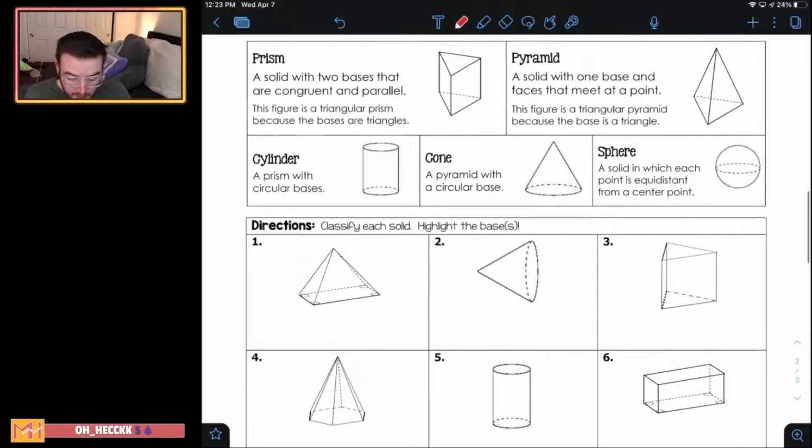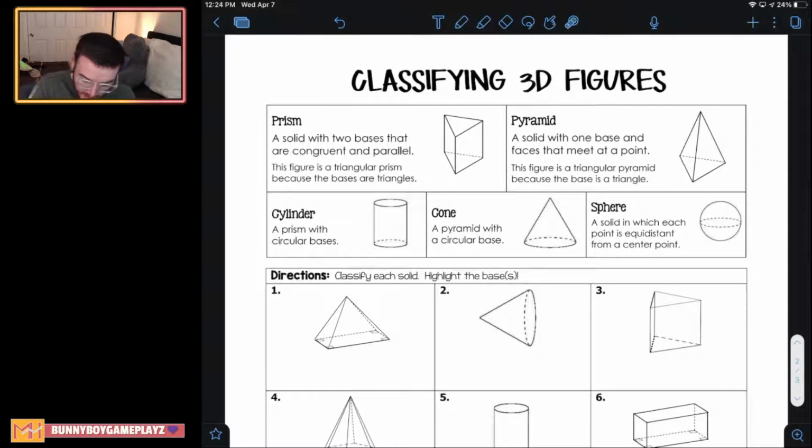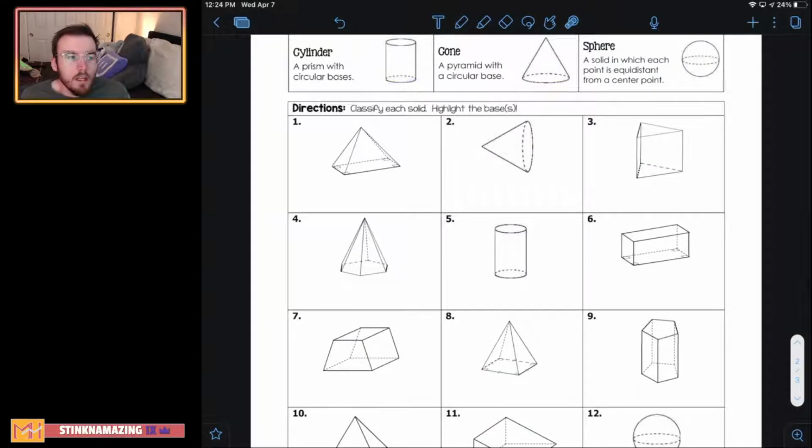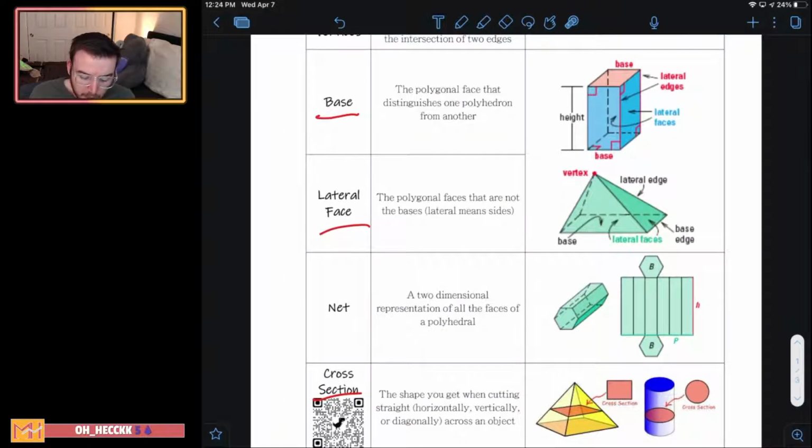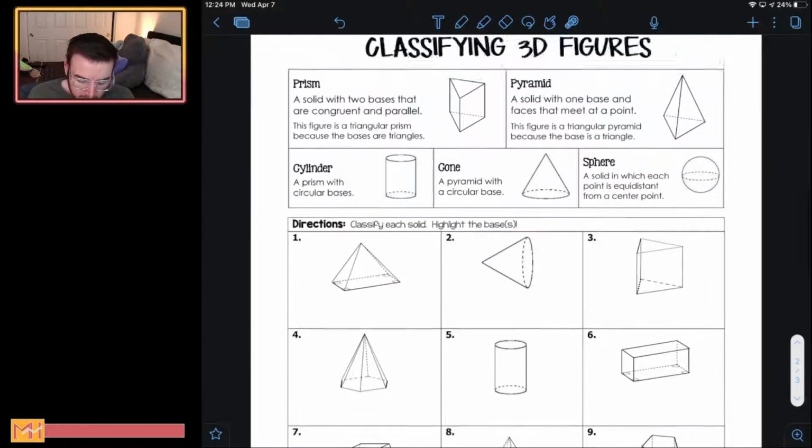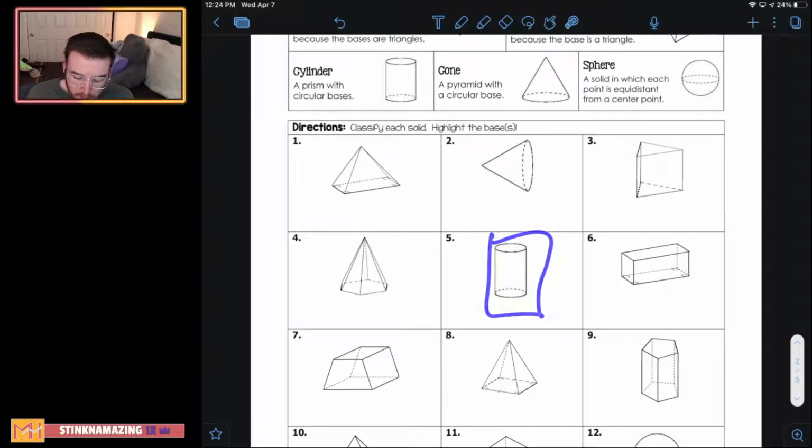You've got all these different three-dimensional shapes. Take a look at page 2. Look at all of these shapes. What makes these polyhedrons the way they are? The base, the polygon face that distinguishes one polyhedron from another. This polyhedron here looks different than this one here. Why? Because the base is circular, where the base here is rectangular.